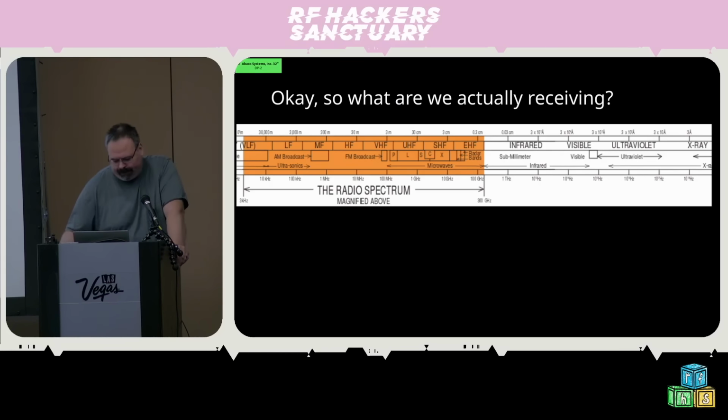Something to note about RF, whenever you see something that says RF radiation or radio radiation, it is non-ionizing radiation. All RF can do is heat things, and not very well. So don't worry about 5G altering your DNA or some bullshit like that. It's all a bunch of crap.